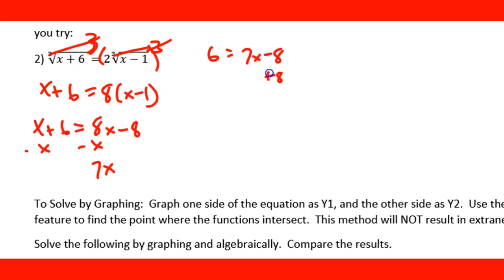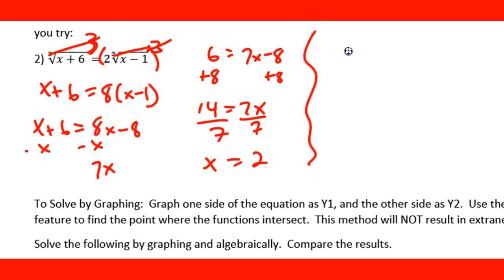And then I'm going to add 8 on both sides. So I have 14 equals 7x. Divided by 7, and x equals 2. All right, x is 2. All right, real quick, I'm just going to check it.